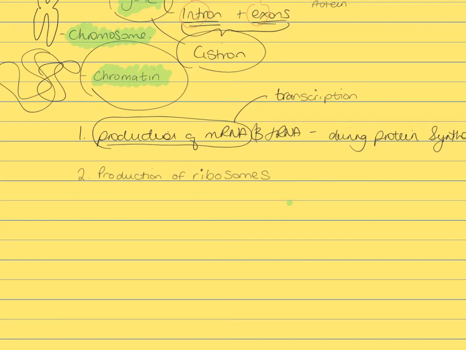Number two, the production of ribosomes. So ribosomes are made up of protein and rRNA. This is done in the nucleolus, a rather dense section of the nucleus that you'll see under the electron micrograph.